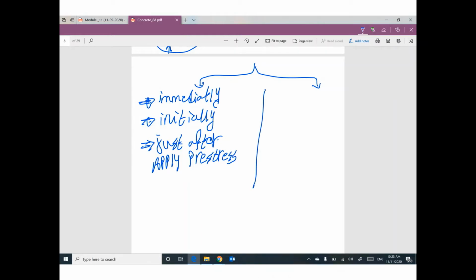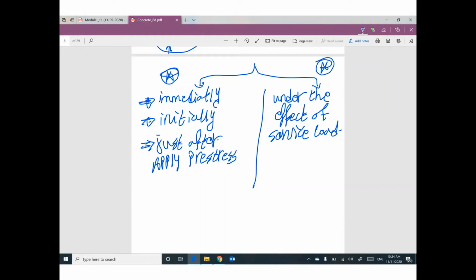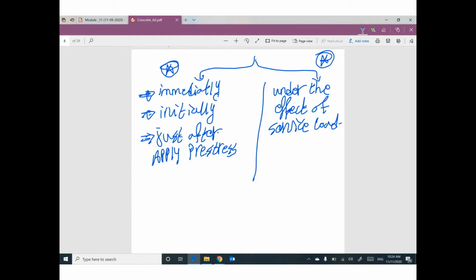Second one, probably after 1 year, 2 years, or I can say under the effect of surface load. The bridge is used for many months, many years, so we are talking about a long time. What is the difference between this case and this case? Anybody know? What is the main difference between if you are here or if you are in this side?